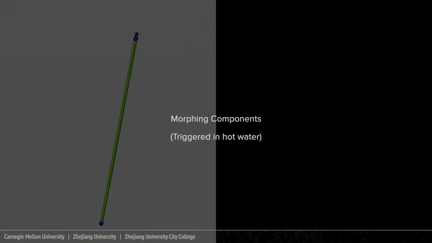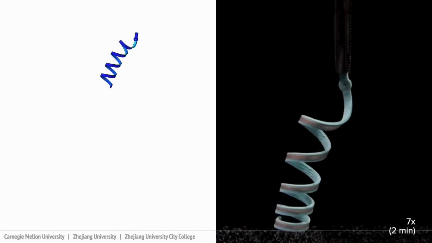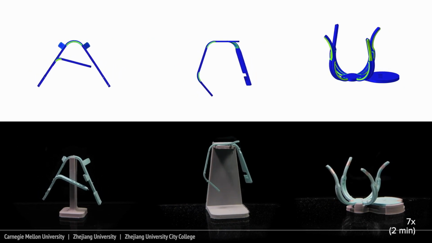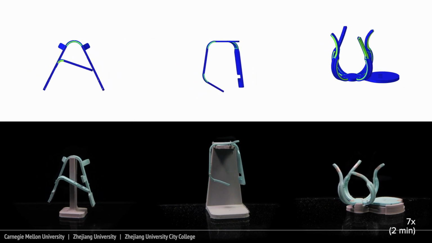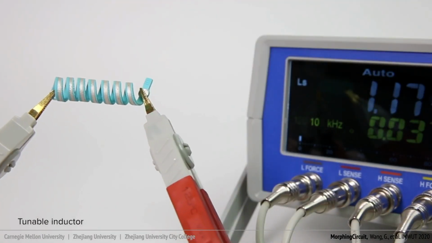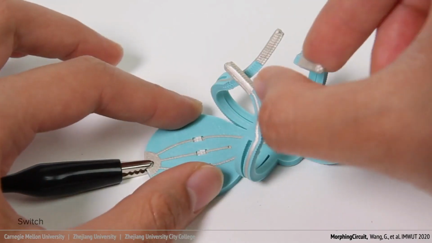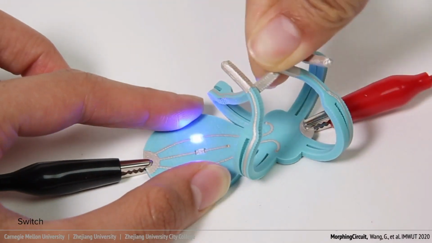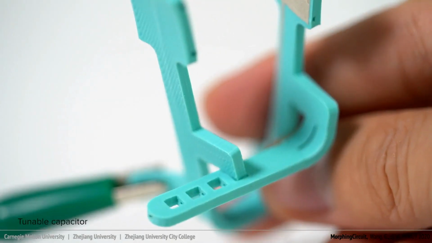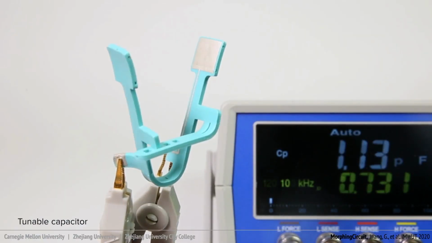Here is another interesting application area. We can utilize the morphing structure to prototype tunable electronic components such as capacitor, resistor, inductor, and switch. Each component can be printed with a custom shape and desired value range. This is an inductor. We can tune its value by designing different size of spring. This is a switch. By locking the edges to different positions, different colors of LEDs are lighting up. This is a capacitor. We can tune the value by controlling the distance of the two panels.